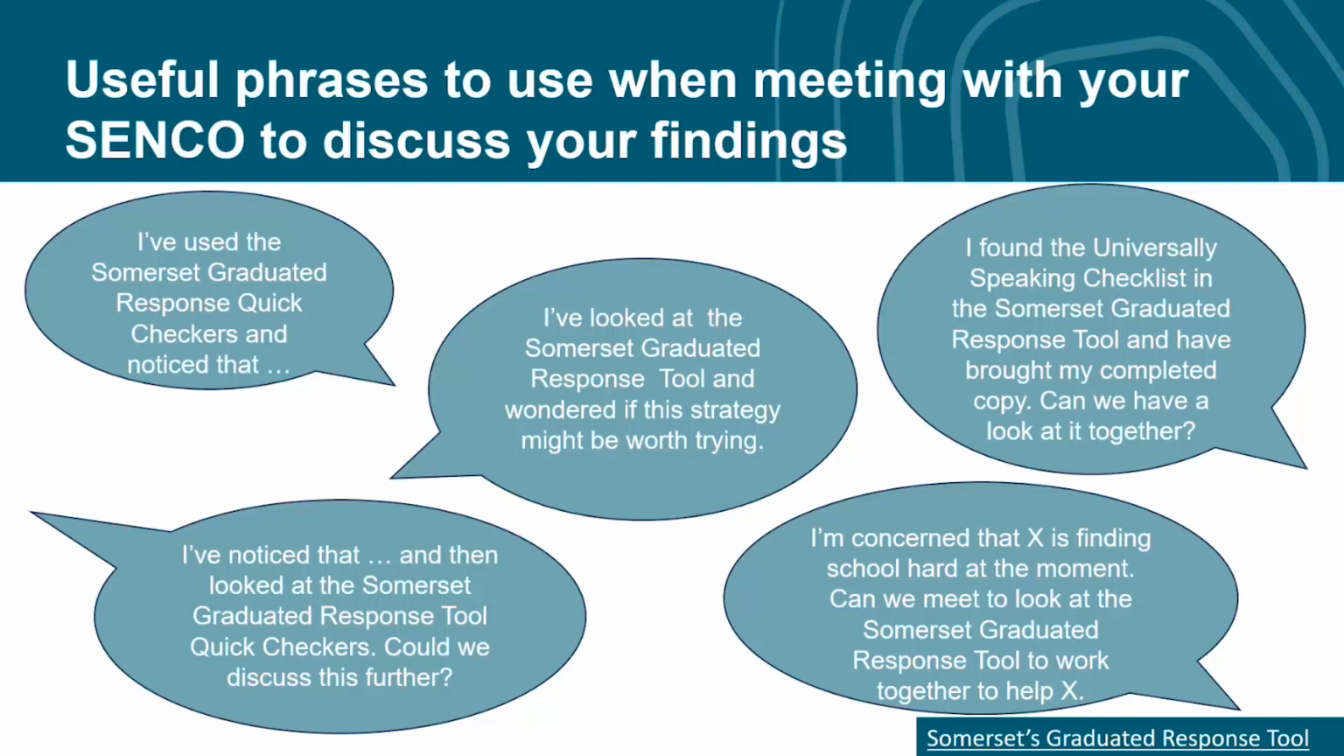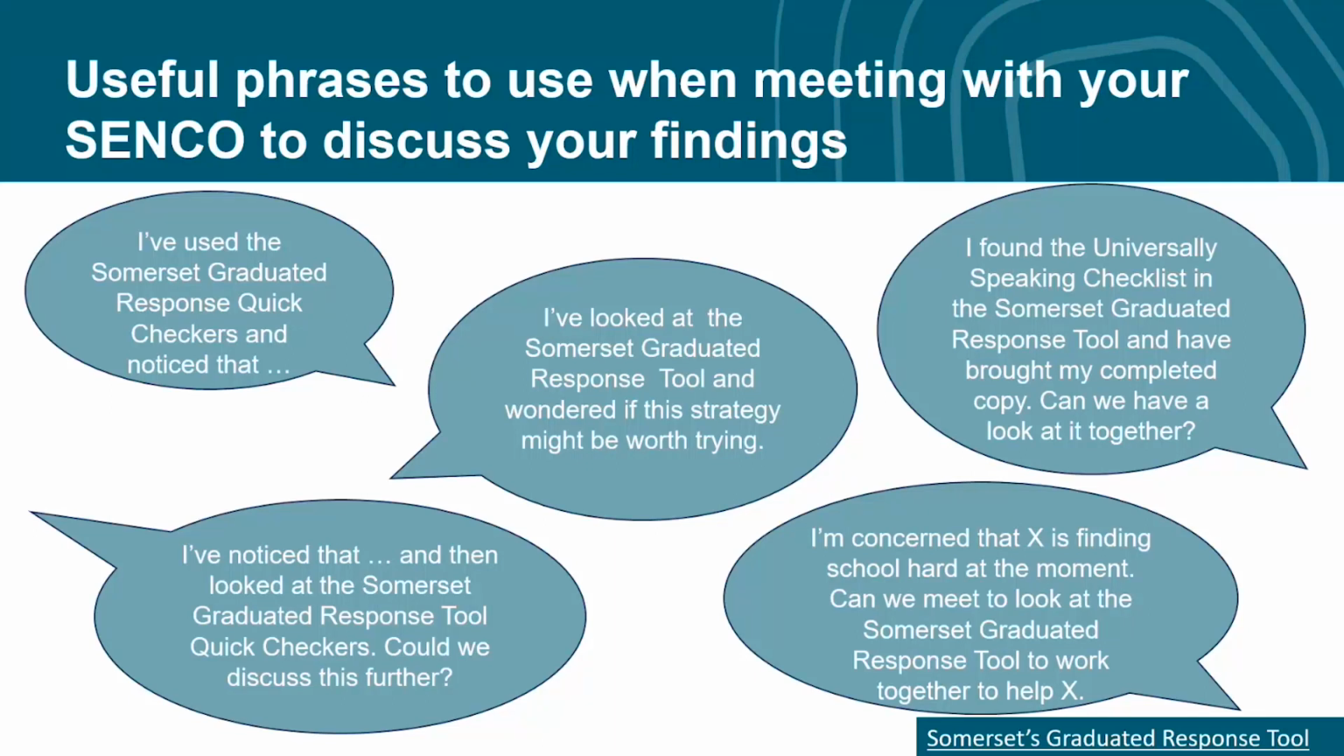So hopefully you've had a good opportunity there to use the Universal Barriers and Strategies record to have a think about the ways in which you might further identify needs at a universal level and the strategies that you might put in place for that young person that you did the initial activity of the quick checkers for.